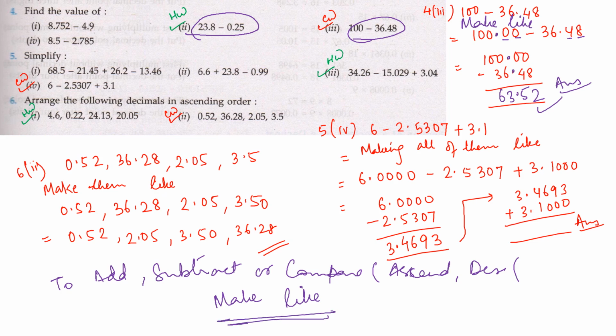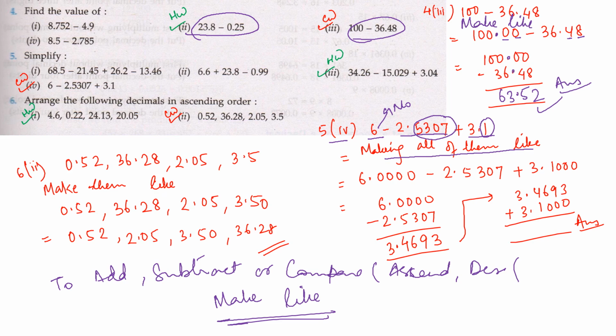Look here, question number 5, fourth part. 6 minus 2.5307 plus 3.1. Again, they are not like, they are unlike. So it has 1 decimal place, it has 4 decimal place, and it has no decimal place. So what we will do, first we will make all of them like. Sabke paas should have 4 digits after decimal.